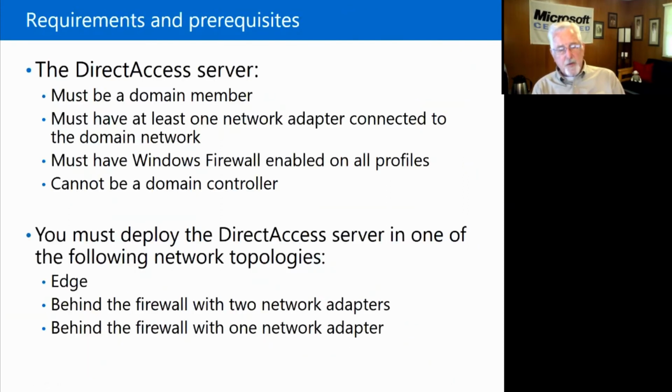So the requirements in 2012 R2 changed, all right, and dropped all of the previous 2008 server requirements that made it very difficult to employ. So all we're saying here is that you have to be a domain member. If you're a direct access server, it has to be joined to the domain. It has to have one network card connected to the domain, must have a firewall enabled on all profiles, should not be a domain controller. It can be deployed on the edge of the corporate network. It can be deployed in the perimeter zone, right, behind one firewall and in front of the other firewall. Or it can be behind a regular firewall and use network address translation.